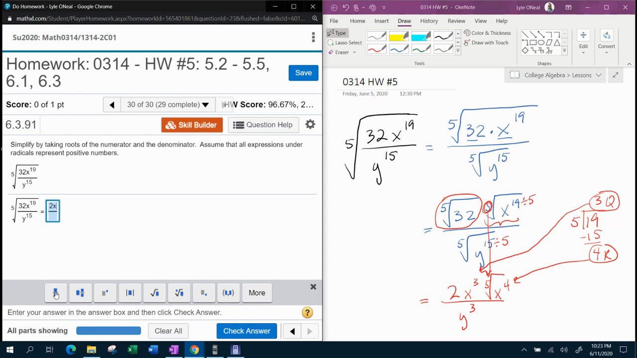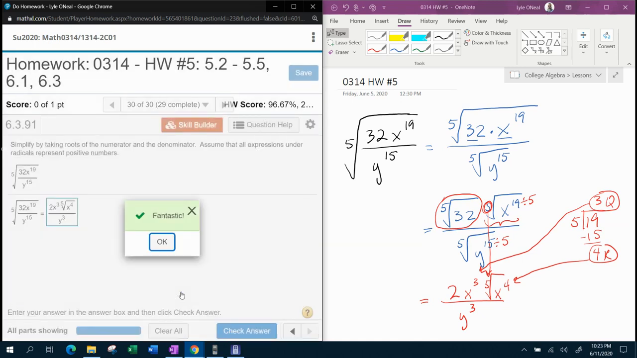We have 2x to the third, fifth root of, that means we're going to hit the nth root, put an index of 5, and x to the fourth. Underneath, move to the bottom, y to the third. Fingers crossed. Man, I hope that was helpful.